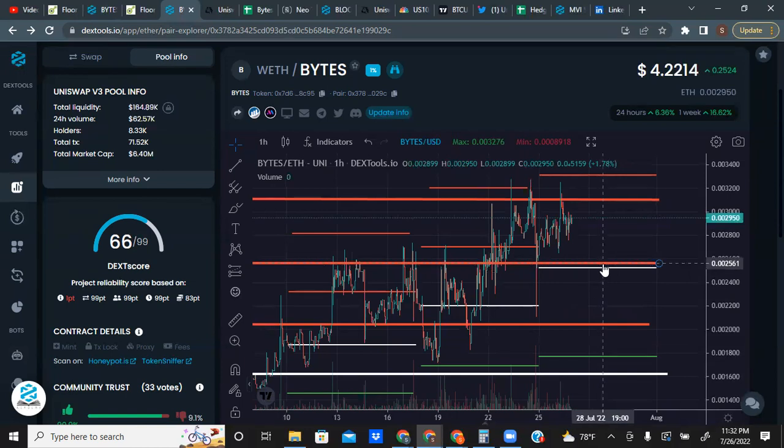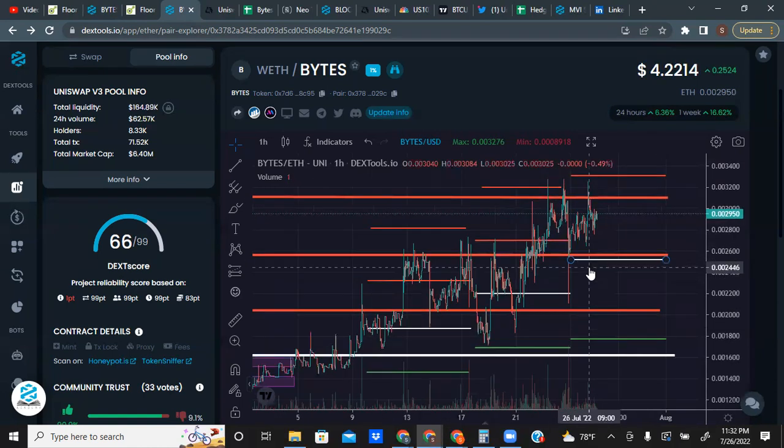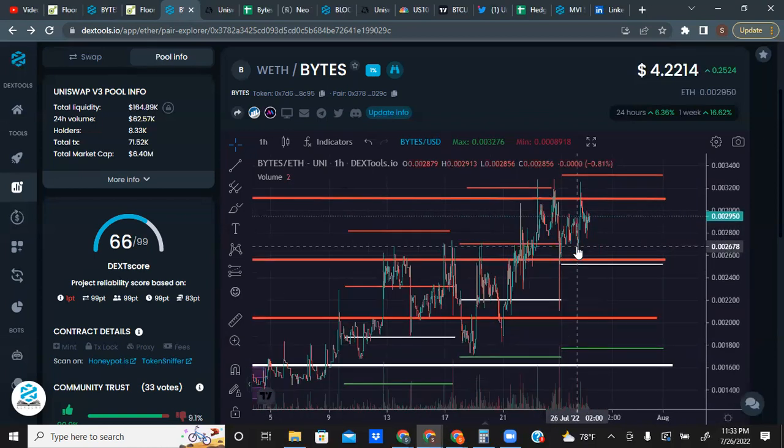This second resistance here could become support. It seems to be lining up with the weekly pivot target here. So just going to keep an eye on that, and yeah, we'll see how that plays out.